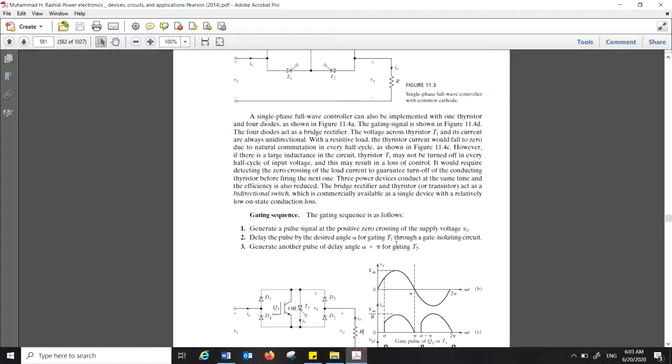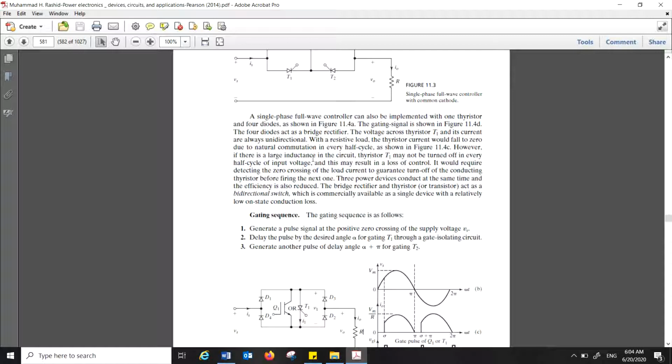However, the current through the load is only unidirectional, and with a resistive load it's pretty interesting. The thyristor will automatically turn off at this point. Thyristor current would fall to zero due to natural commutation in every half cycle.